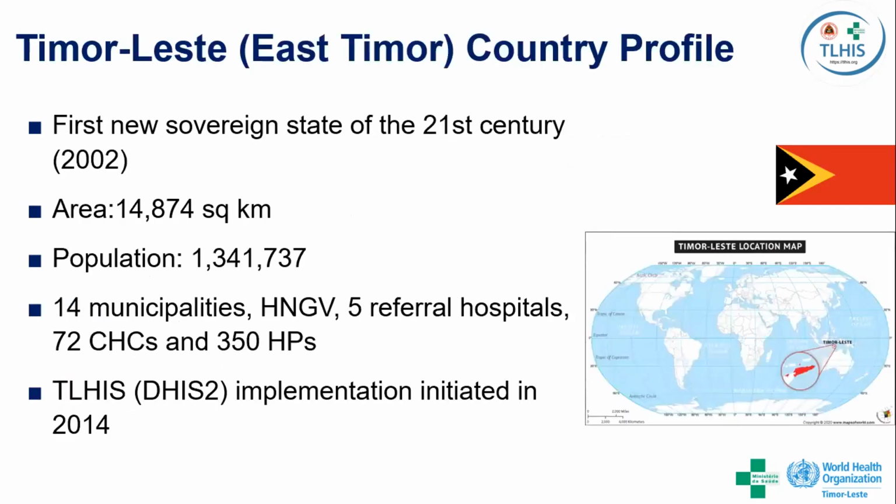So just a little bit about Timor-Leste for those who are not very familiar with the country. It's a very young country. It's the first new sovereign state of the 21st century, declared a sovereign state in 2002. So the country is still 20 years old, about 14,000 square kilometers in size, and the population is just over 1.3 million, according to the recent census. In the administrative structure, there are 14 municipalities, one national hospital, called the HNGV, then 5 referral hospitals, 72 community health centers, and 350 health posts.